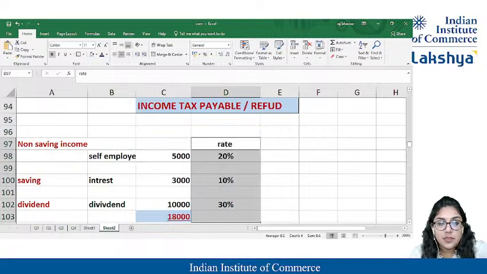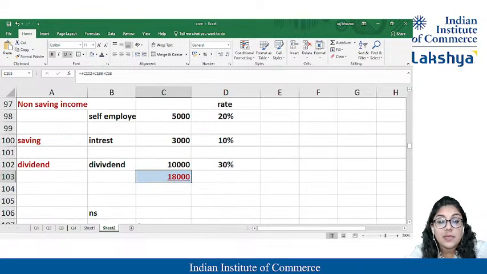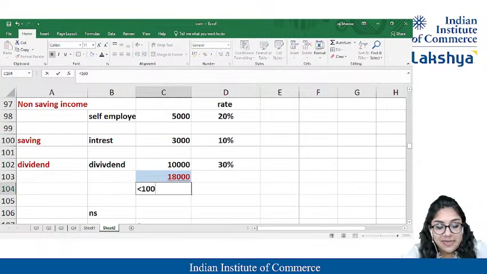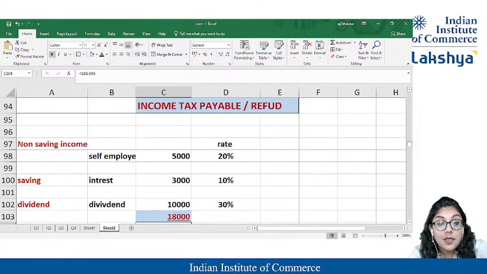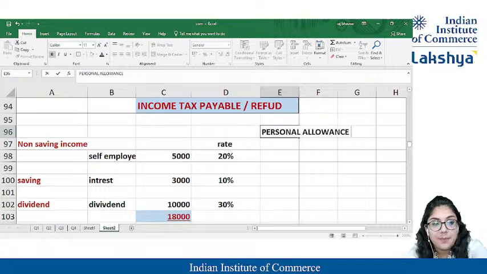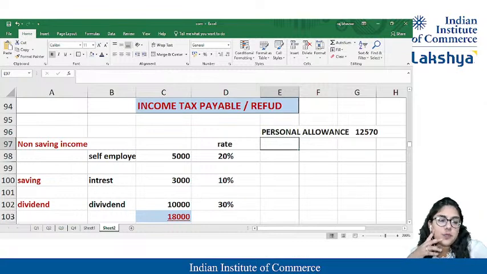Now, guys, what is your total income? Is your total income more than 1 lakh over here? No, it's 18,000, so obviously it's less than 1 lakh. So you are eligible for getting a personal allowance. What is the amount of personal allowance you will get? 12,570. So if I'm getting 12,570, what should I reduce first?